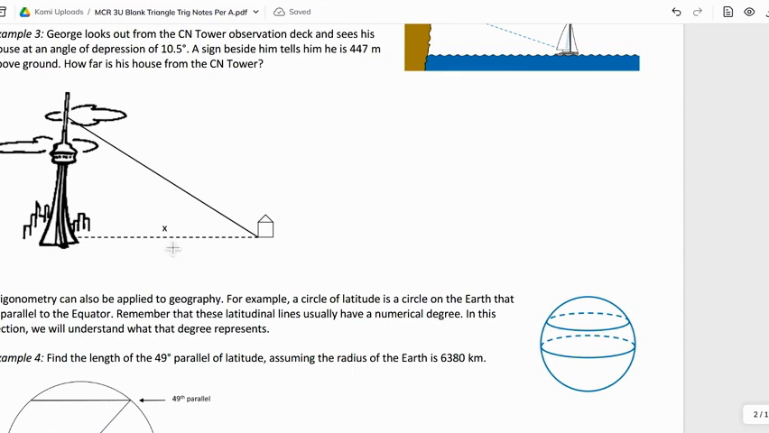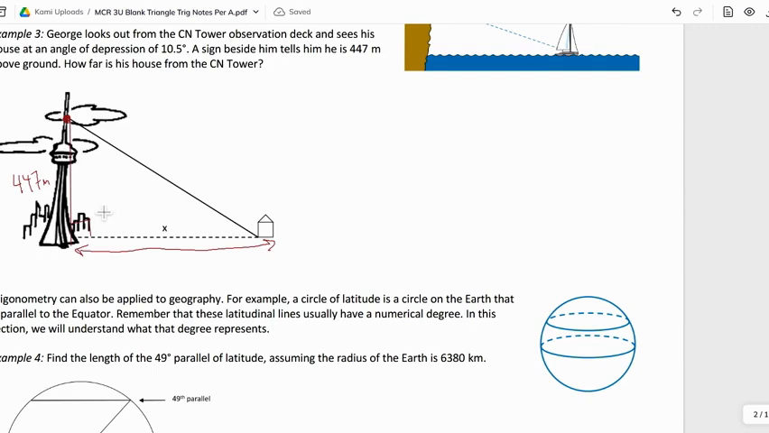So in this diagram, it is labeled that the distance we're talking about is the horizontal distance between the CN Tower and his house, not the diagonal. Where is George? Draw a dot to show where George is. Yes, he's up here in the small bubble at the observation deck. We're told that he is 447 meters above ground. And when we measure height, it's always a vertical line that is perpendicular to the ground. Oh, that's a right angle triangle.